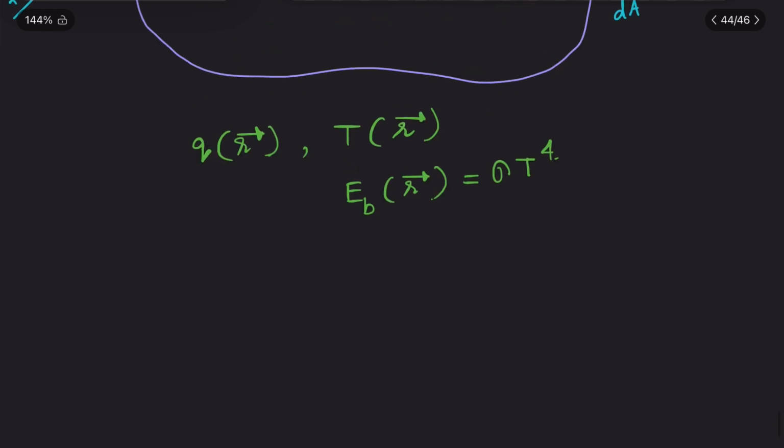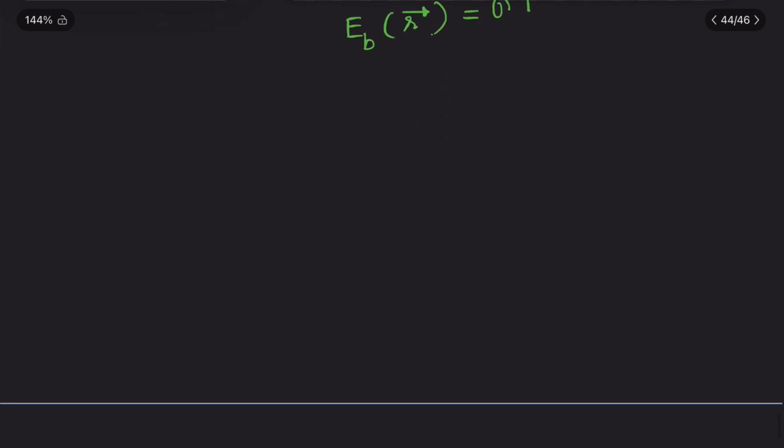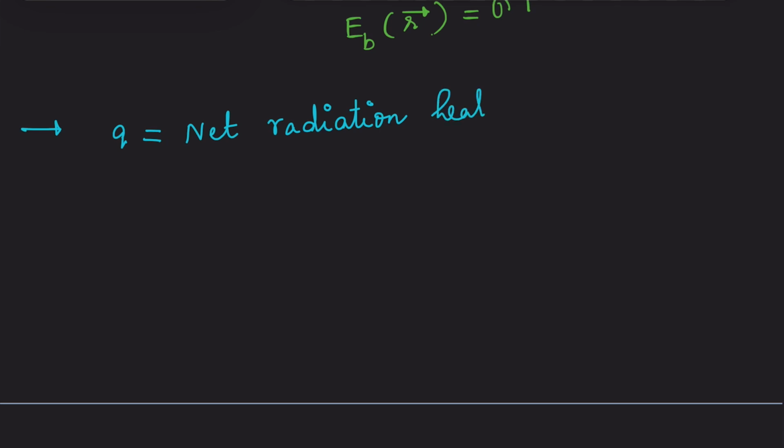So firstly, let us see how we can find q. We will go step by step. How can we find q? q is the net heat flux, but here we will be considering only radiation and not convection or conduction. So q is the net radiation heat flux going out of the surface.